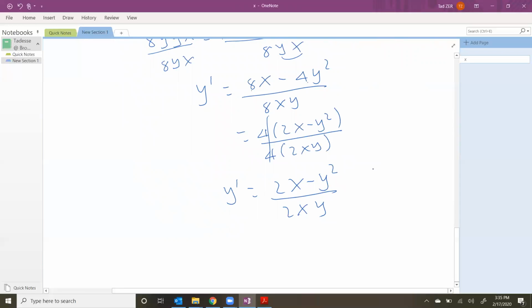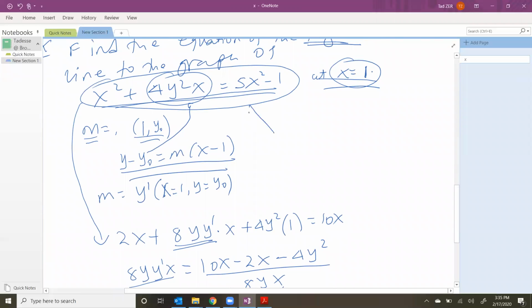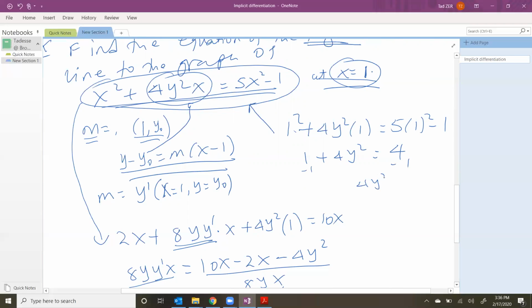I need just to plug x equal to 1, and I need to find what the value of y0 is. Let's go back to the original expression here, and then plug in 1. So 1 squared plus 4y squared times 1 equal to 1 squared minus 1. So 1 squared is 1 plus 4y squared equal to 5 minus 1, which is 4. So if I subtract 1, 4y squared equal to 3. So y squared is what? 3 over 4.